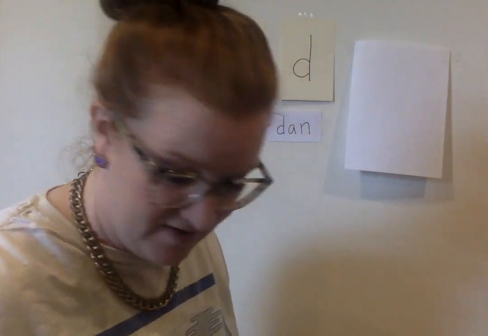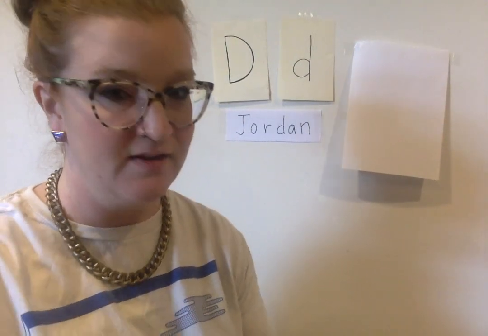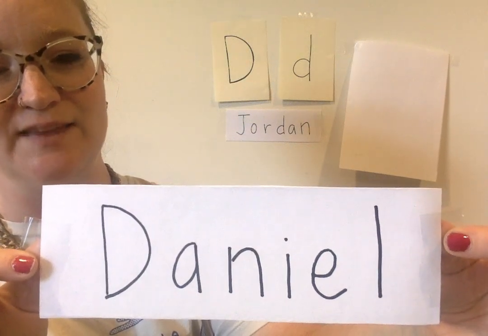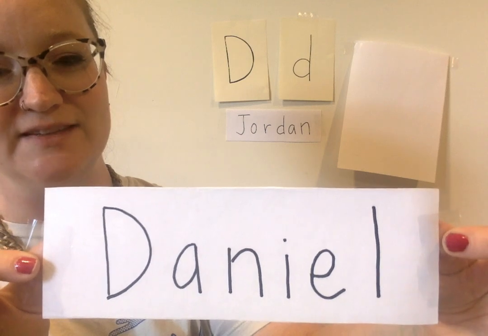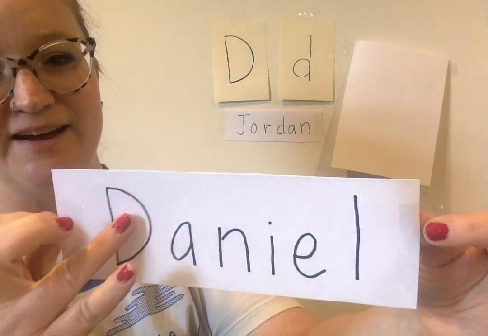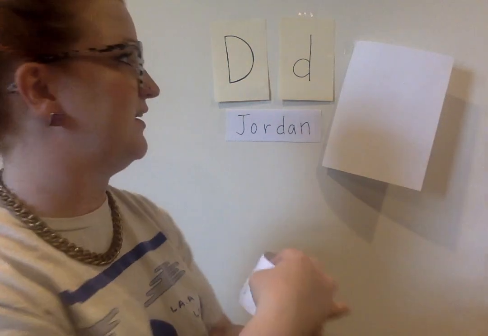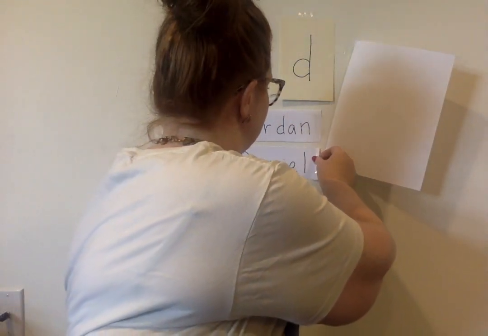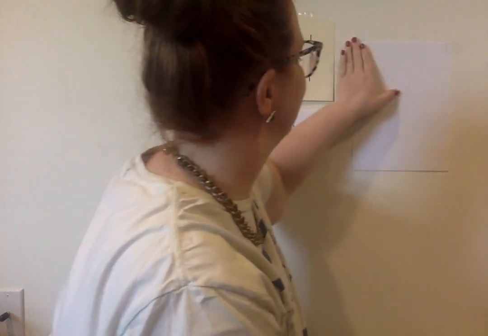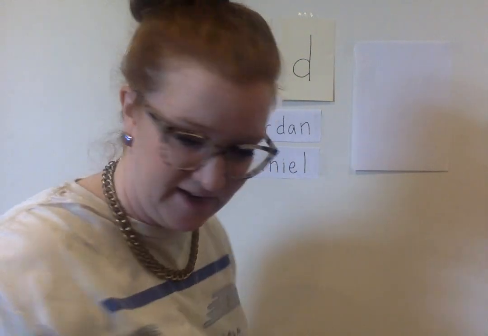Then we have another name here. Let's see if you can find the D in this name. This is Daniel. Daniel is in the Panda classroom. Can you find the D in his name? Look closely. Yep, it's right there. That is uppercase D. So we are going to add him to our wall. And some of Miss Brosnan's papers are falling. Okay, so we have Jordan, we have Daniel.